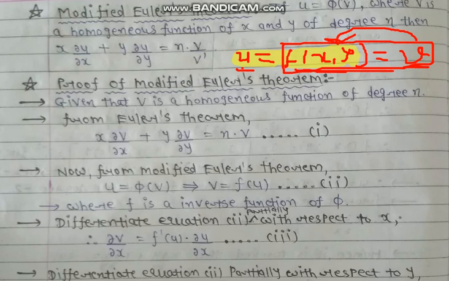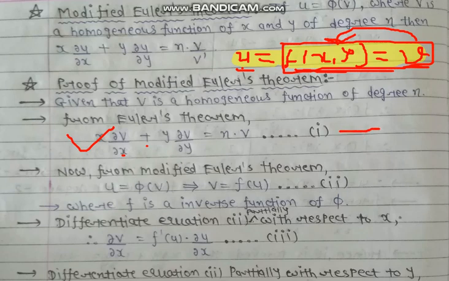Now I am focusing only on this part. v is equal to f of x comma y. So according to this statement, Euler's theorem says that x del v upon del x plus y del v upon del y is equal to n into v. That is your equation number 1.